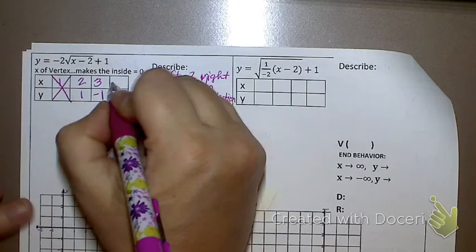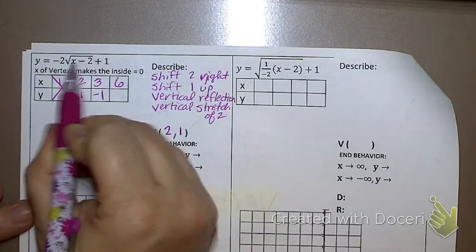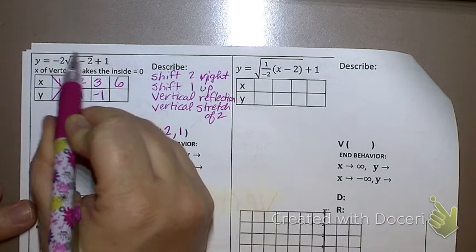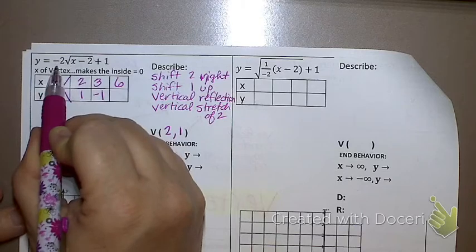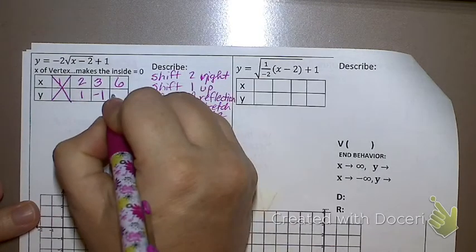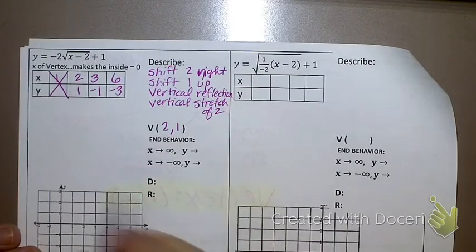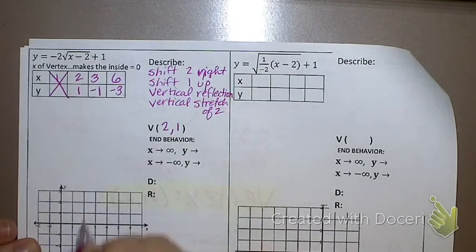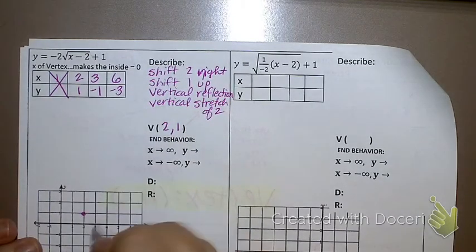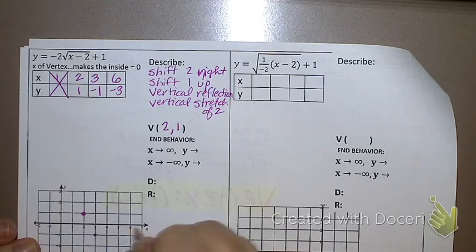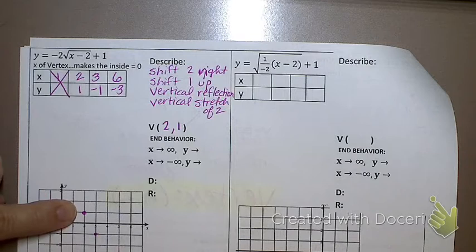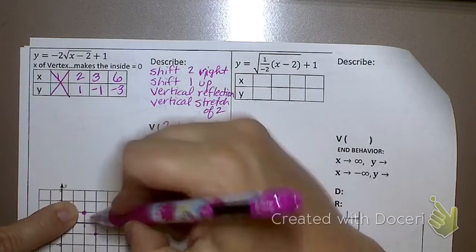6. Okay. 6 minus 2 is 4. Square root of 4 is 2. Times -2 is -4. Plus 1 is -3. So let's plot our points. 2, 1, 3, -1, and 6, -3. And my vertex is which one? 2, 1, because that's got to be my starting point.